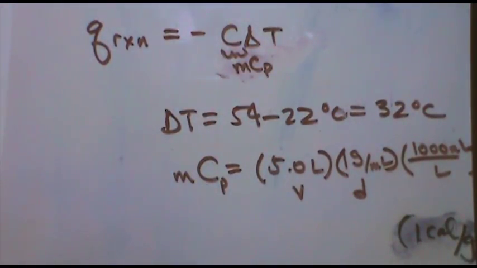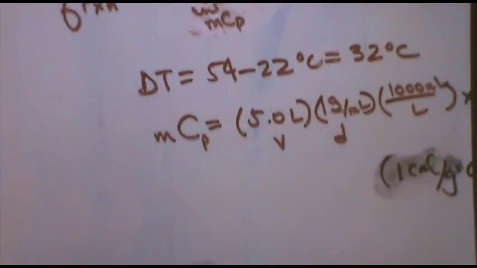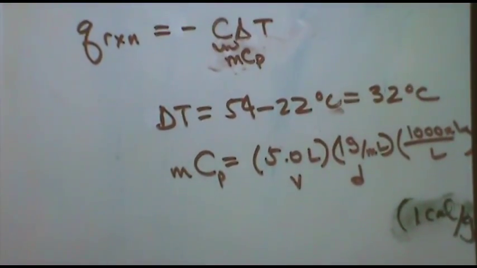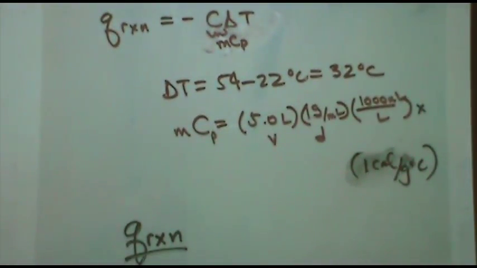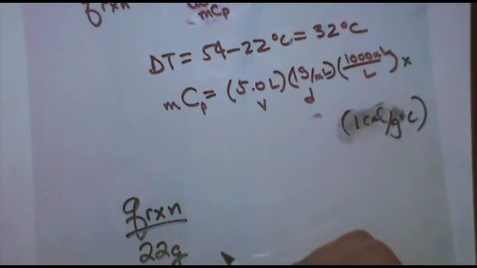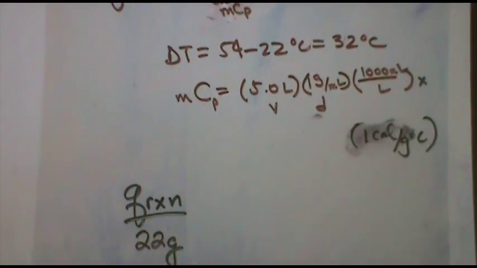Let's see if I'm missing anything. Okay, I think that's it. So then to calculate this, that'll be Q reaction, okay? That'll be Q reaction for 22 grams of fries. And then you'll want it in calories. So yeah, I'll leave the math to you if that's okay.